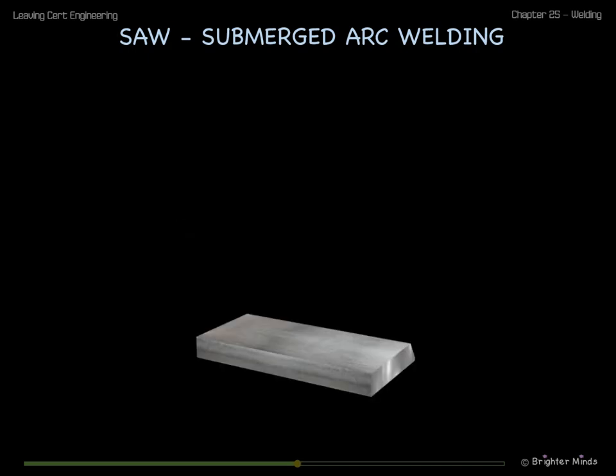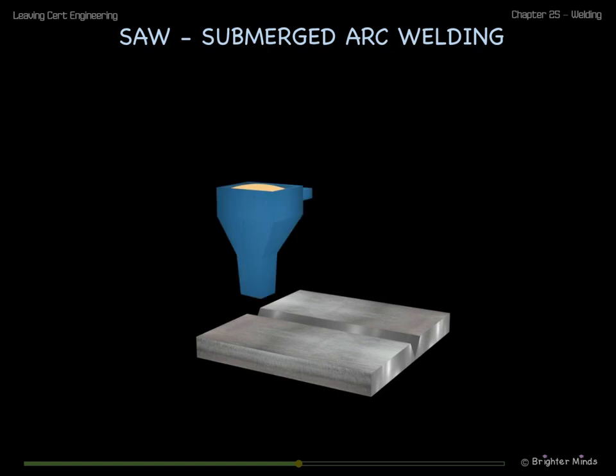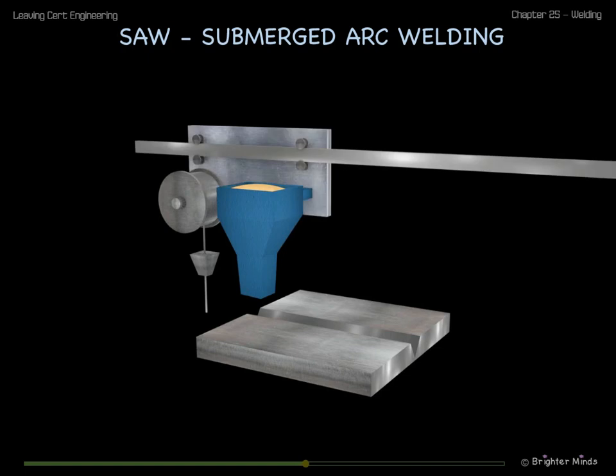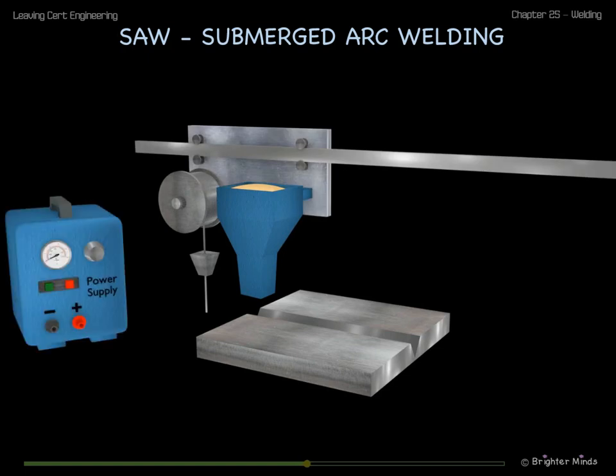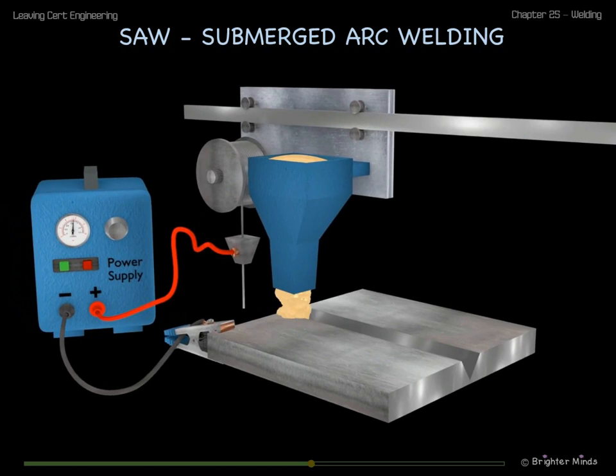A flux dispenser dispenses powdered flux along the joint ahead of a continuously fed filler wire electrode. The flux dispenser and filler electrode wire are moved along together along a guide rail. The electrode wire is attached to one side of the power supply, and the metal to be joined is connected to the other side of the power supply via the earth clamp.